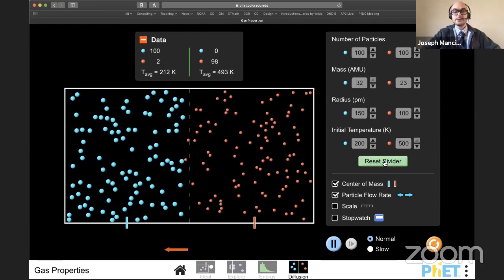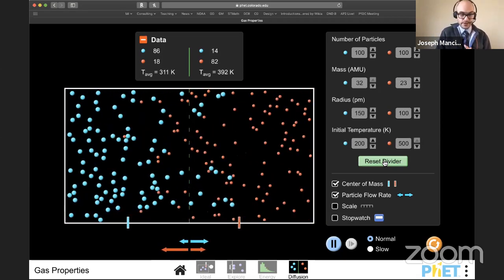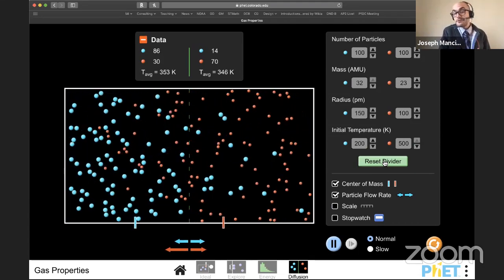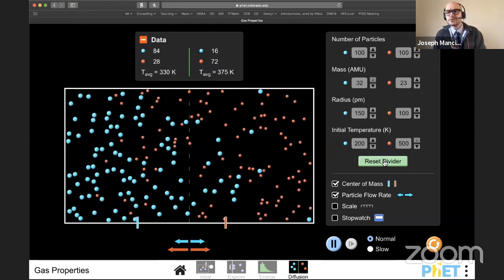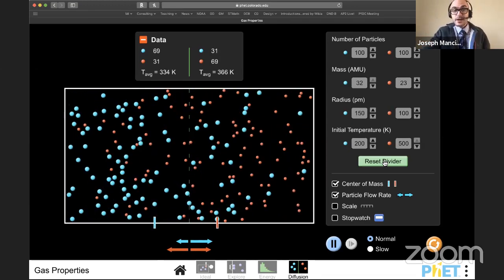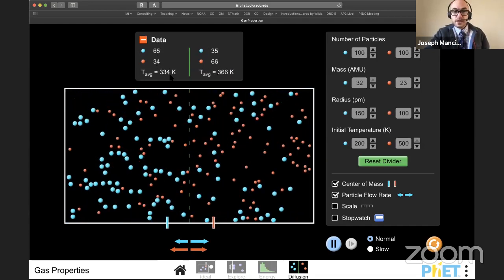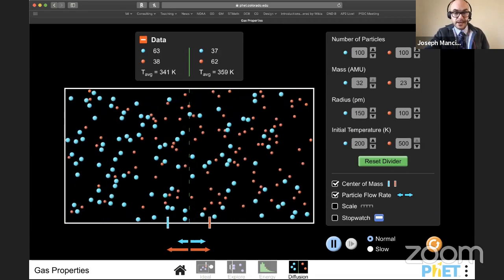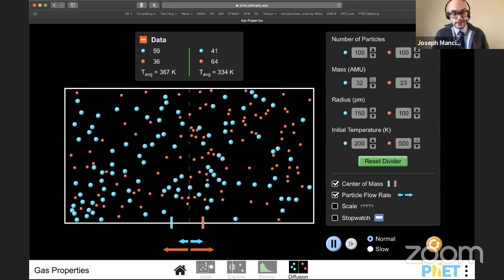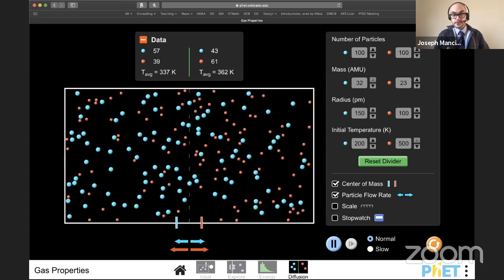All right, I'm going to remove the divider. And immediately you notice that the net movement of particles is into the box where they were not. The red particles are on average moving left and the blue particles are on average moving right, even though all the particles are moving in both directions. Up here by the data, you'll see that on average the particles are spreading out. And on average, they are now approaching the same temperature. If two gases are left alone long enough, they will approach the same temperature. They will spread out as much as possible.